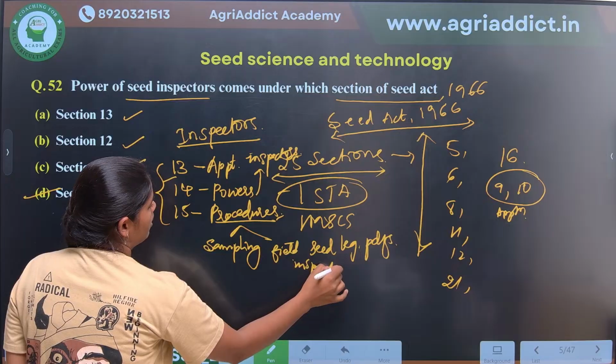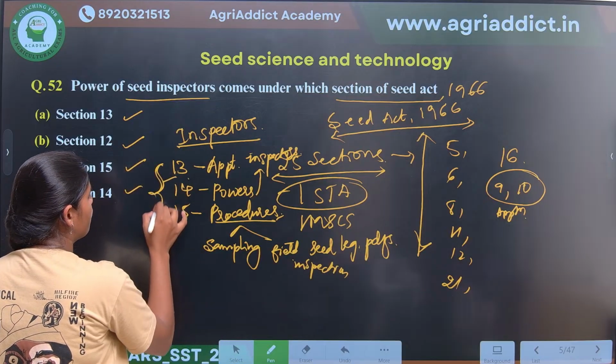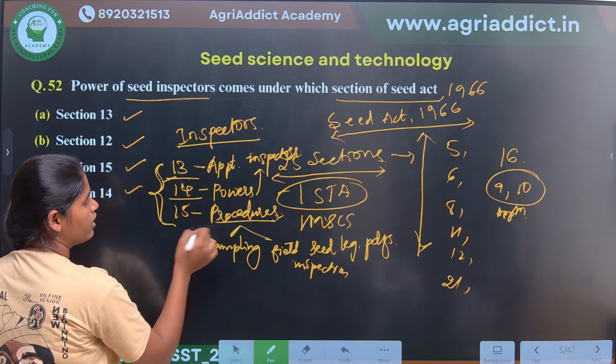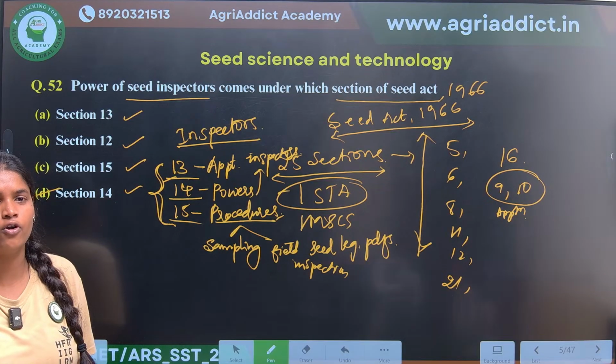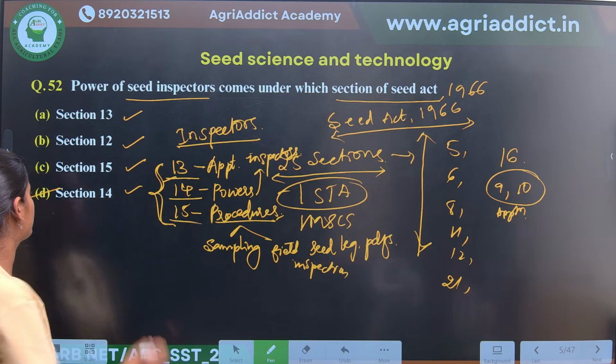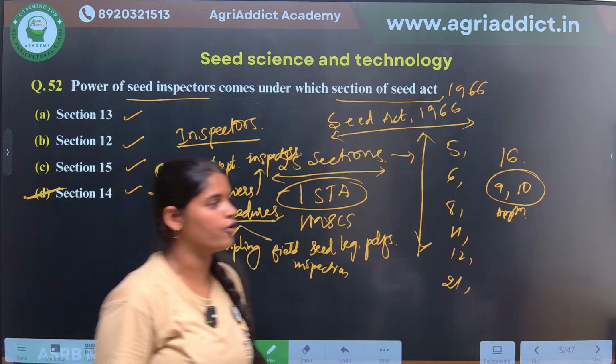Right. So remember these three sections 13, 14 and 15. 13 is appointment, 14 is powers and 15 is the procedures followed by the seed inspectors. So the option is D, section 14.